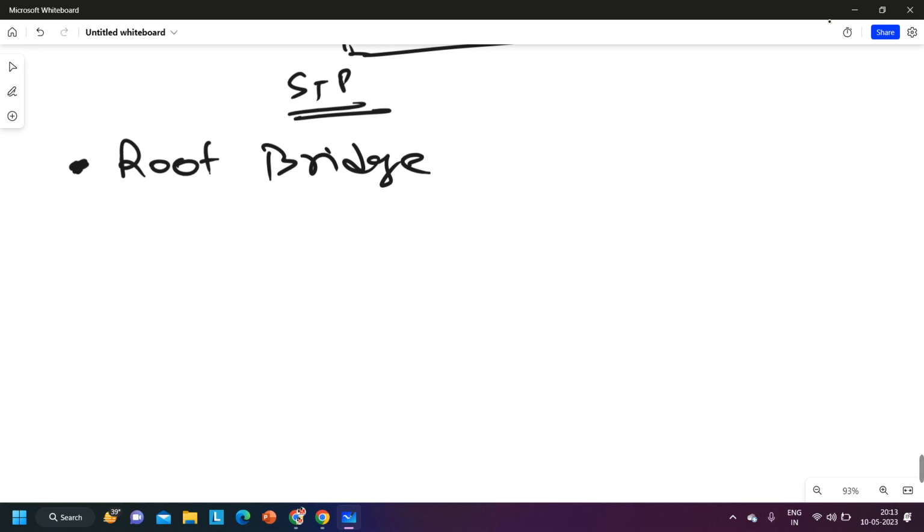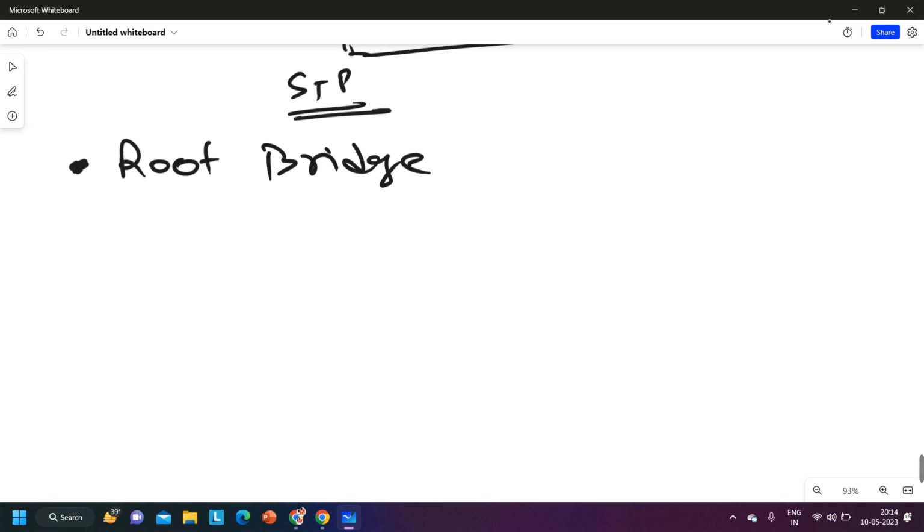For that, in STP there is some selection. In STP, like OSPF, guys, tell me what is the use of DR in OSPF? DR reduces the LSA flooding and the number of adjacencies. It is used to reduce the number of adjacencies, or LSA flooding, you can say. Yes or no?